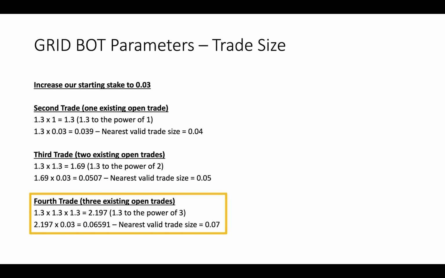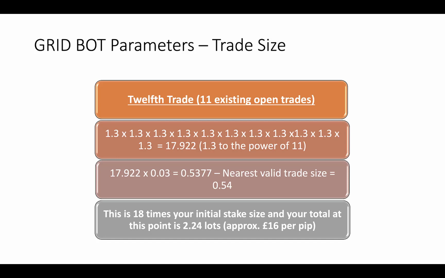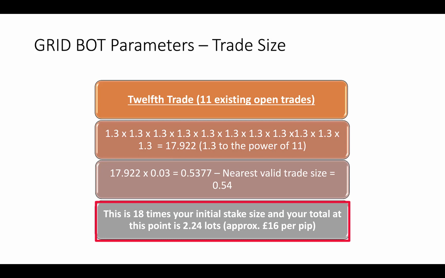Now, if we head up and look at what happens when we've got our 12th trade open, our 12th trade would be opened at a stake size of 0.54. So again, this is 18 times your initial stake size. But what this does mean is that your total at this point is 2.24 lots. So very approximately £16 per pip.